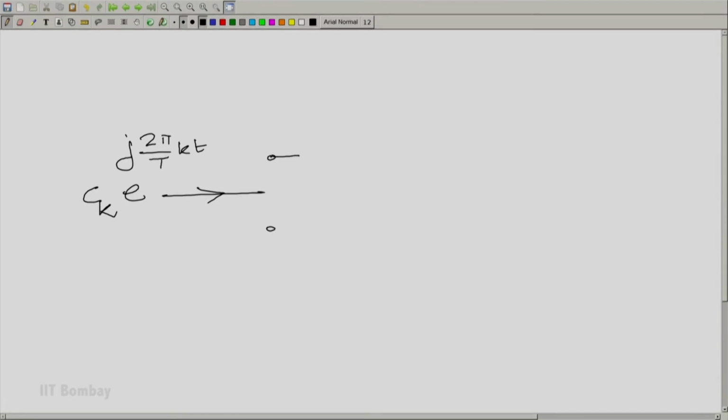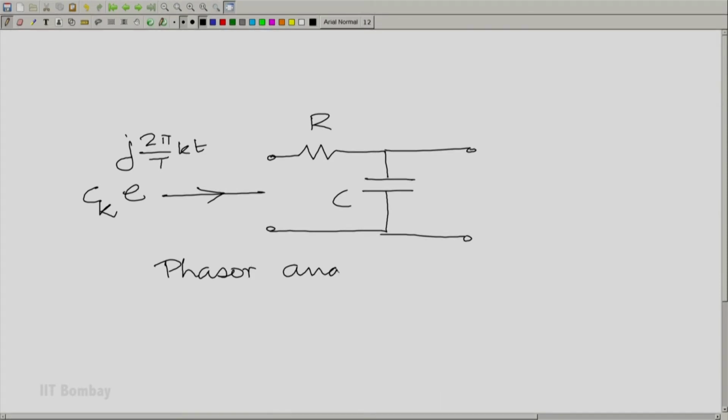It is the voltage input given to the combination of R and C, and we want to see the output. Now, we know how to analyze this. We do not need to go through the whole gamut of generalized analysis. We could use what is called phasor analysis on this RC circuit.